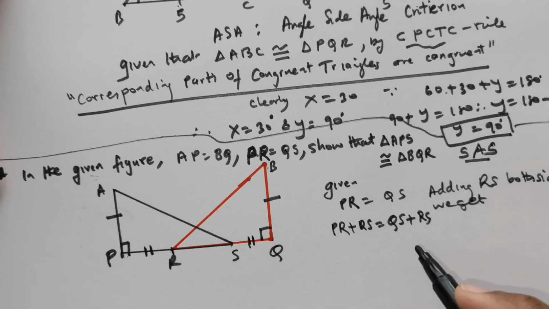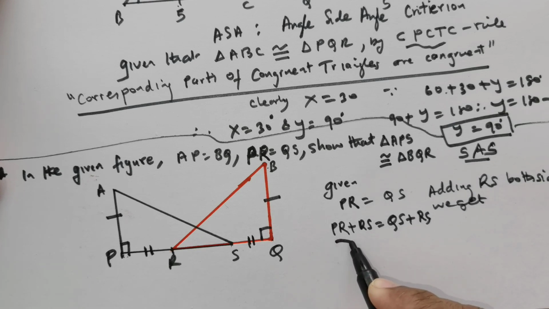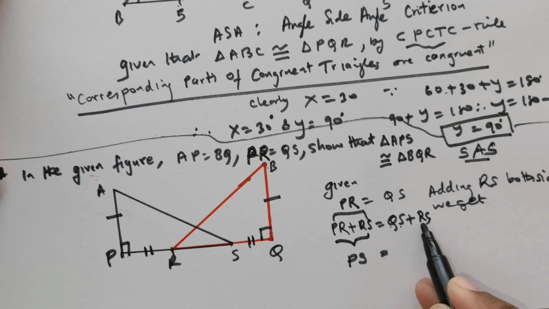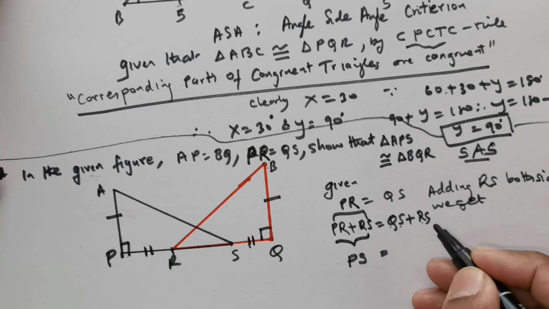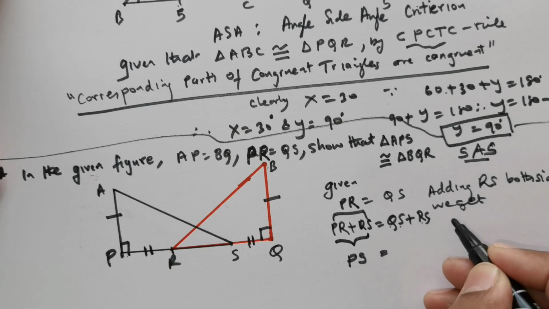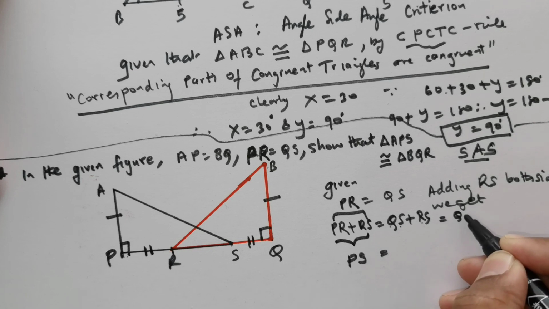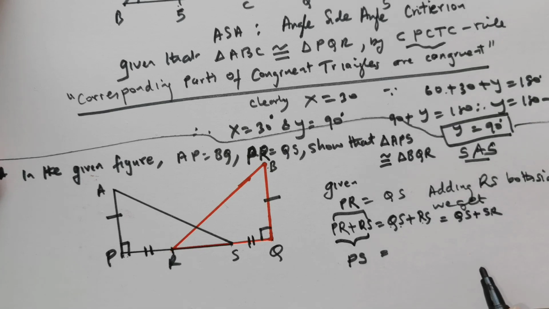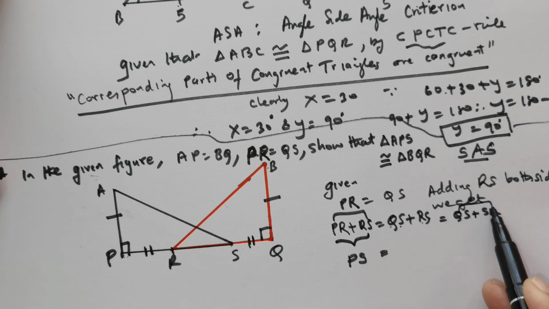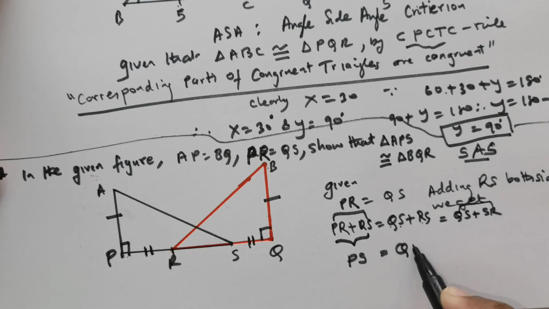RS and RS can be cancelled. But what is PR plus RS? This is nothing but PS. What is QS plus RS? Right? This is nothing but QR. So I can rewrite this as QS plus SR. I can always do that, right? So this is nothing but QR. So this is equal to QR.